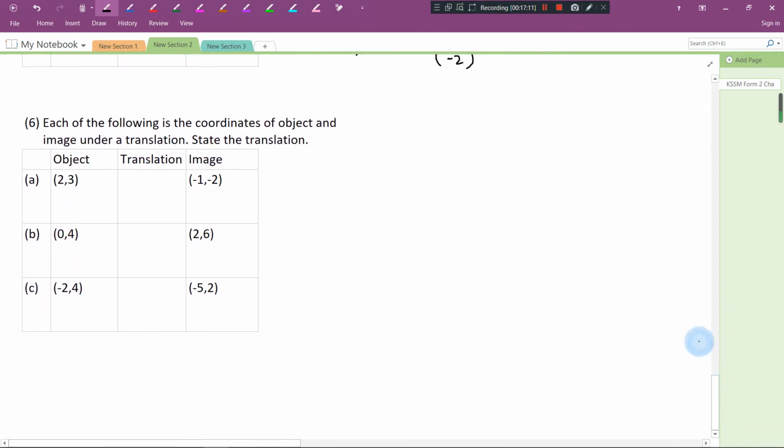Okay, let's try the last one. Each of the following is the coordinate of the object and image. Under a translation, state the translation. Now we need to state the translation. So same thing, we can do it this way.